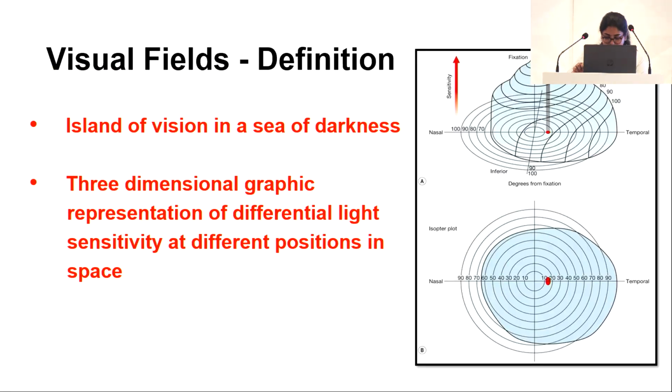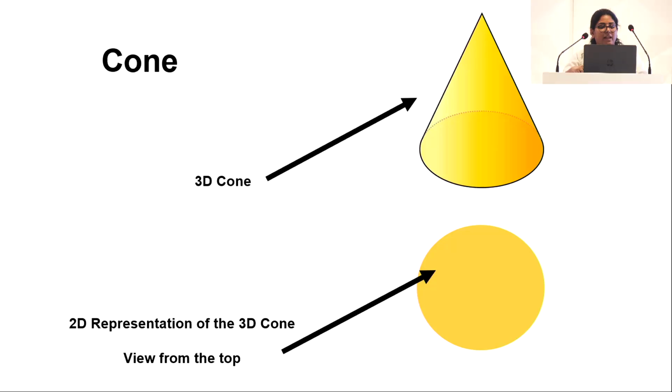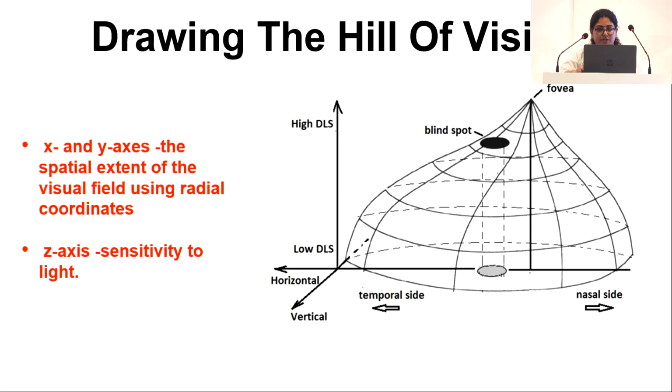Basically, the visual field is the island of vision in the sea of darkness. It's a three-dimensional graphical representation of the differential light sensitivity at different positions in space. We consider the eye as a cone, and in that cone, while viewing from the topmost portion, we can see the 2D representation of a 3D cone. We visualize the same with the visual field here. The superior portion is a 3D representation, and from the top view we can see the 2D representation of the 3D visual field.